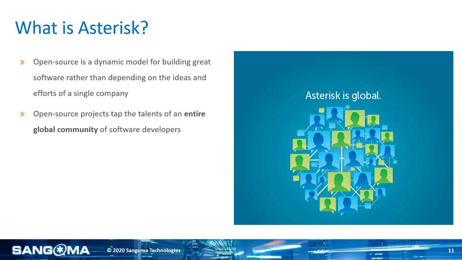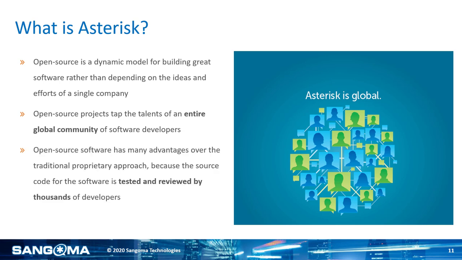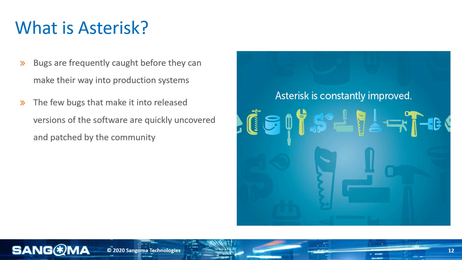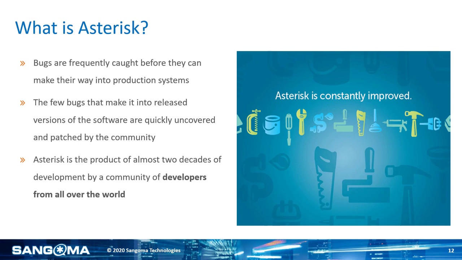Open source software has many advantages over the traditional proprietary approach because the source code for the software is tested and reviewed by thousands of developers. Bugs are frequently caught before they can make their way into production systems. The few bugs that make it into released versions of the software are quickly uncovered and patched by the community. Asterisk is the product of almost 2 decades of development by a community of developers from all over the world.